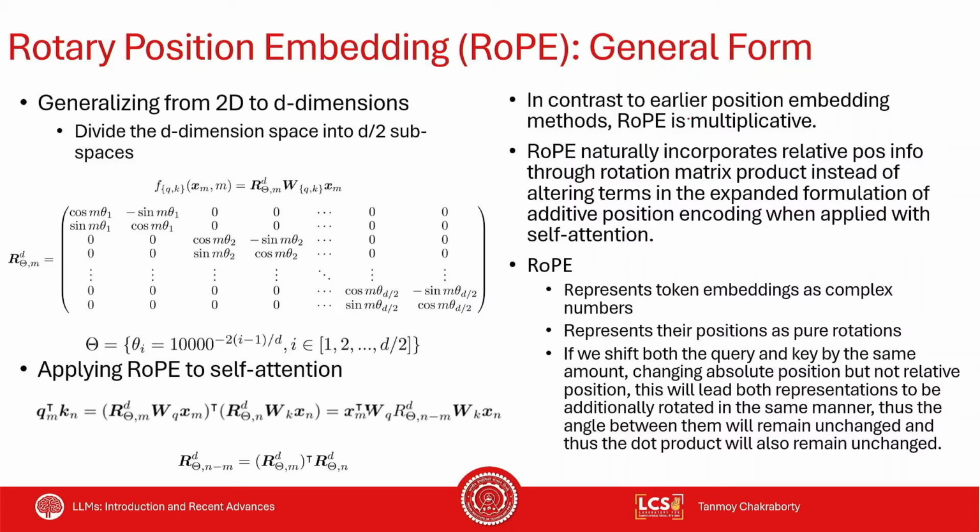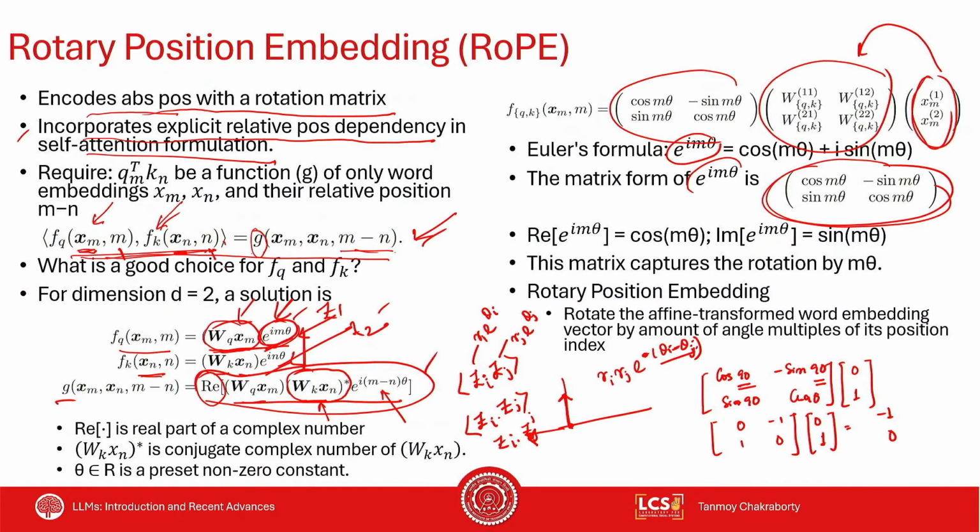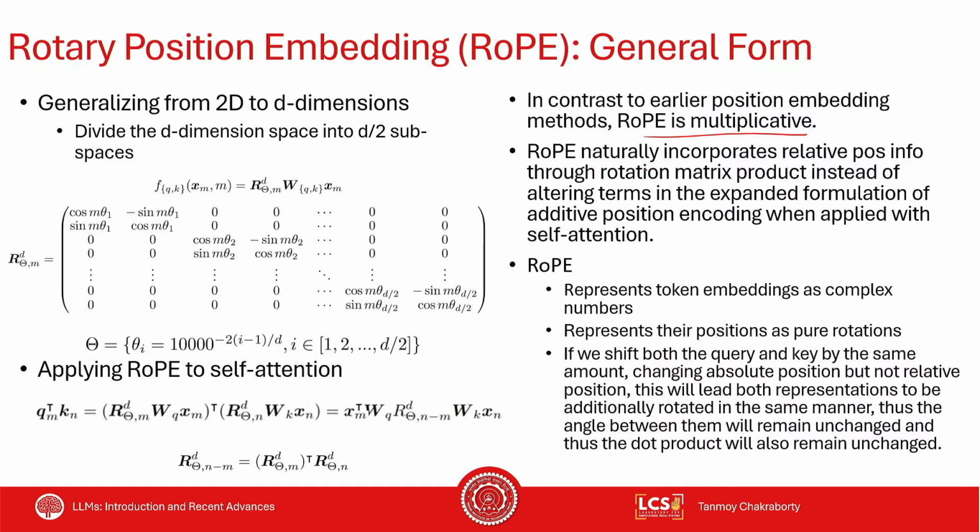In contrast to the earlier position embedding methods, RoPE is multiplicative. Remember this, that I forgot to mention. The position information is not additive here; it is multiplicative. RoPE naturally incorporates relative position information through a rotation matrix, instead of altering terms that I mentioned earlier. And you know the rest of the things I already mentioned. If you go through the slides, you will realize.